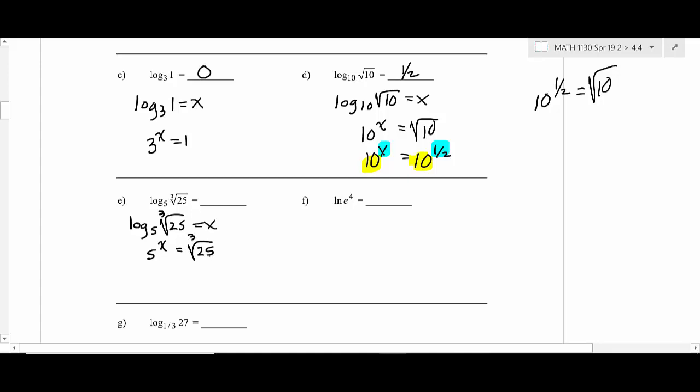Now, anytime you have a radical, you want to write that as an exponent. So write that as 25 to the 1/3 power. Now this is identical to what I was showing you at the beginning of class, at the end of 4.3. You want to make those bases the same, don't you? So what do you do with the 25? Make it 5 to the second, right? So this will become 5 to the x, and this will become 5 to the second to the 1/3.